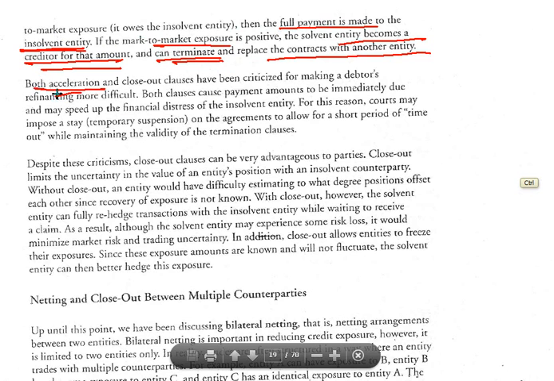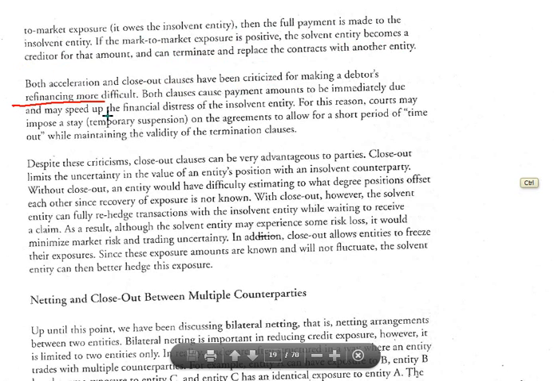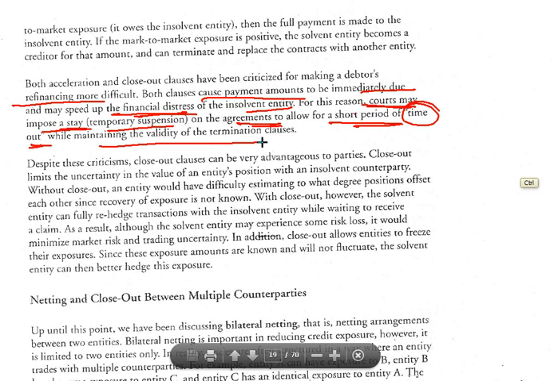Now they are saying that both acceleration and closeout clauses have been criticized for making refinancing more difficult for the debtor. Both clauses cause payment amounts to be immediately due and may speed the distress of the insolvent entity. So that is the reason that many times courts put a stay order or temporary suspension on the agreements to allow for a short time out, while maintaining the validity. So they say the termination clauses are valid, but the bankrupt party is under stress, so please allow them some time so that they come out of the stress and pay you the money.